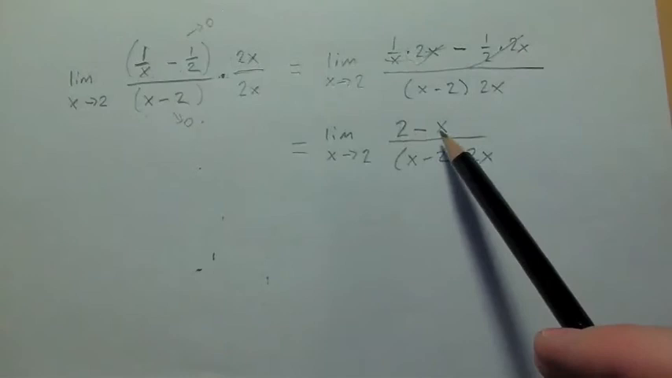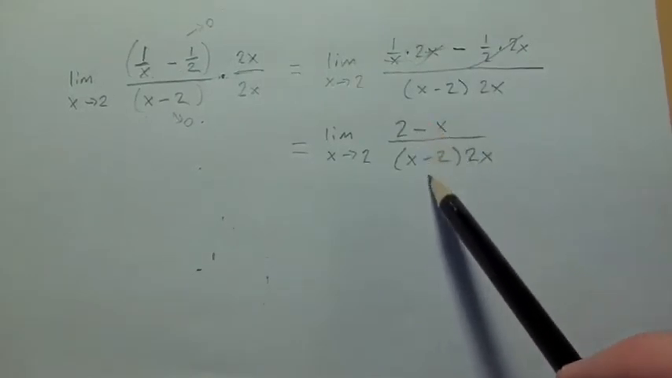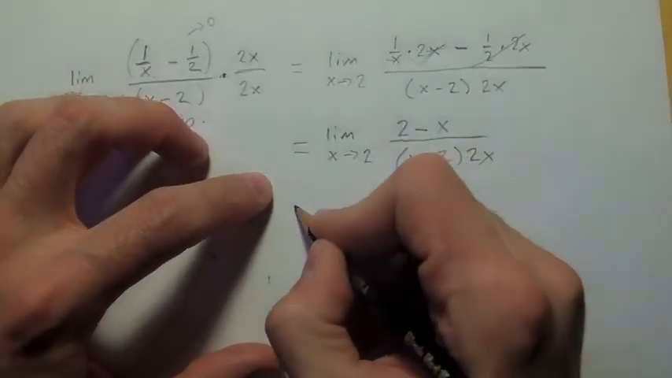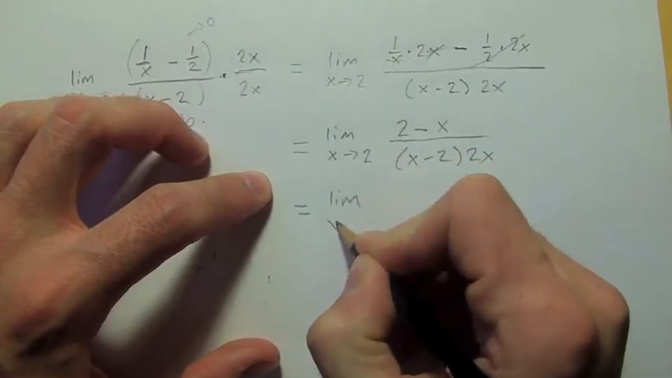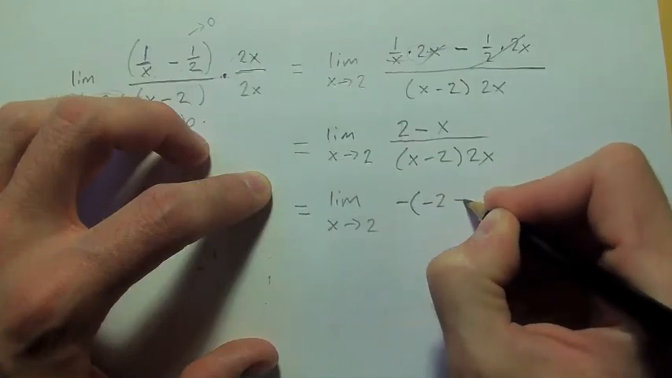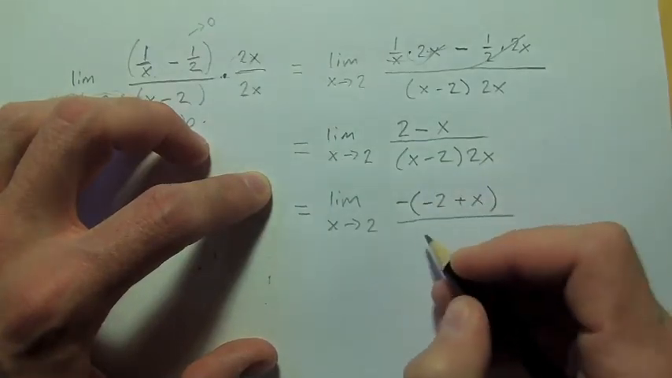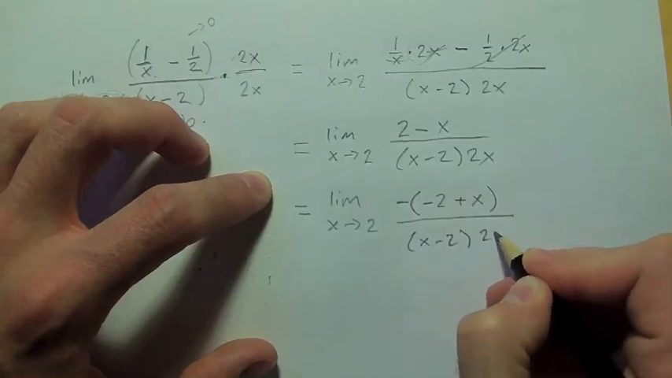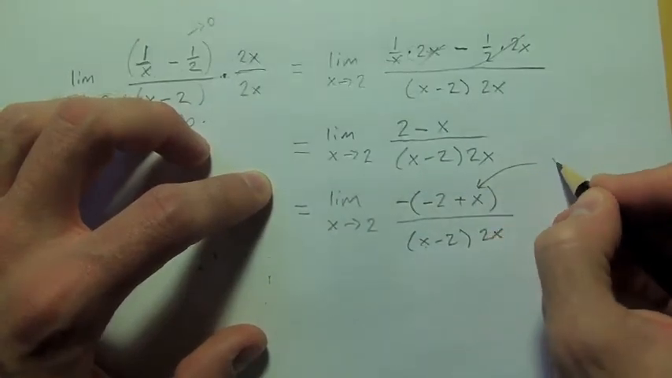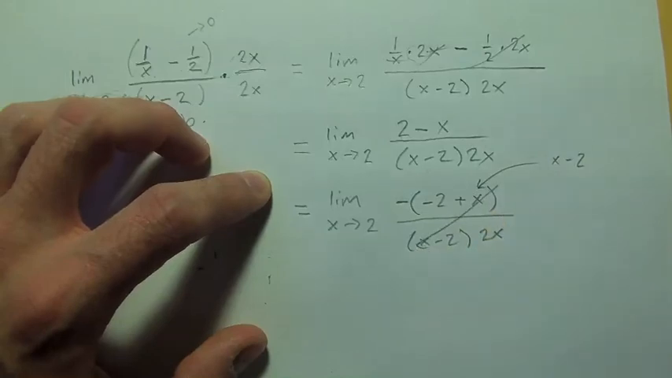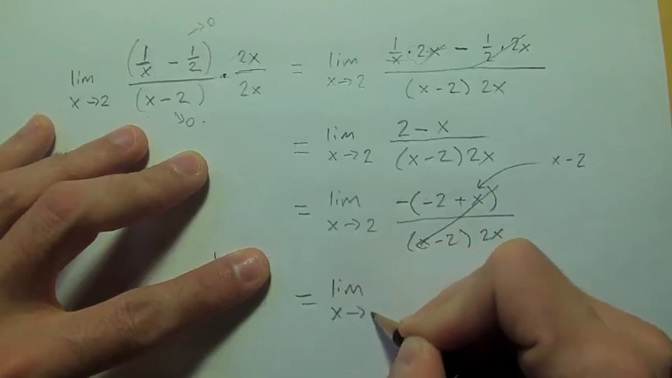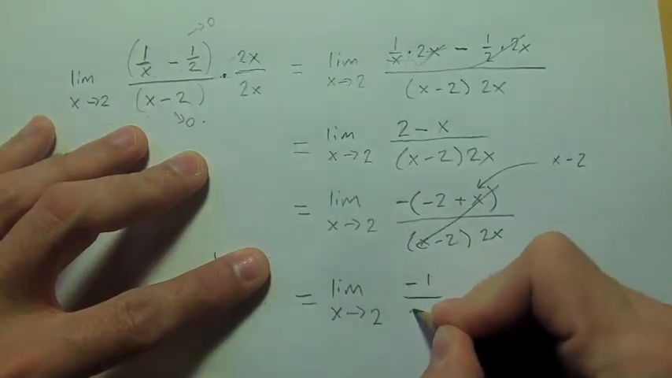Does everyone see that I have 2 minus x and x minus 2? These are almost the same. What do they differ by? Specifically a negative. If I were to factor out a negative sign, I'd get negative 2 plus x, and that's just a different way to write x minus 2. This here is technically x minus 2. So these cancel. And so we're left with the limit as x goes to 2 of negative 1 over 2x.